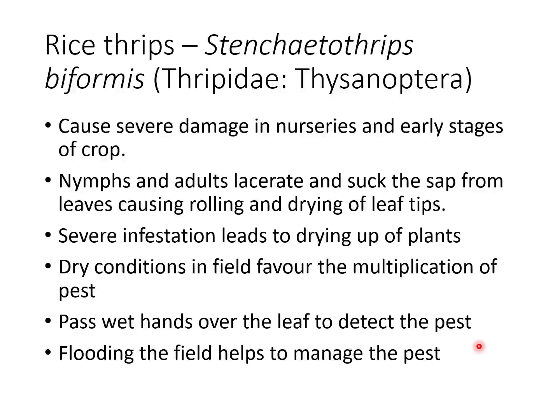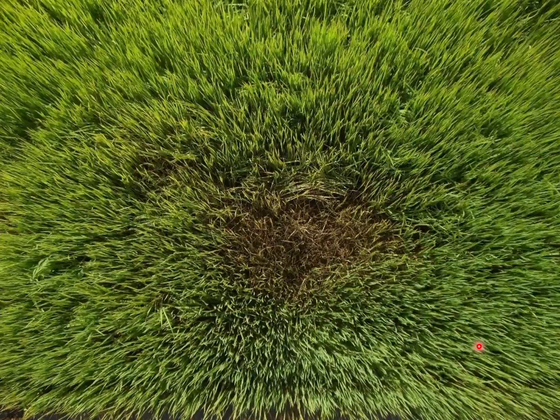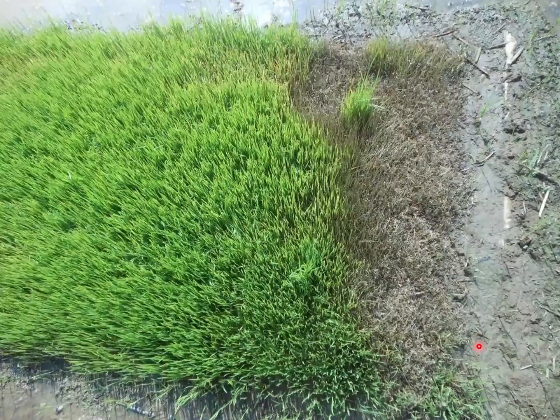In the later stages of the crop we don't normally see rice thrips damage, and the nature of damage is that nymphs and adults lacerate the leaf. You might be remembering the modification of mouthparts of rice thrips. It is rasping and sucking. It lacerates and sucks the sap from the leaf, and because of the laceration and sucking of the leaf by the nymphs and adults of thrips, you can see drying up of the plants.